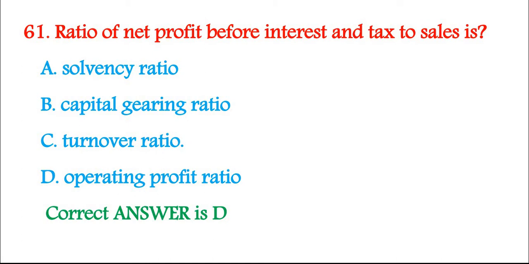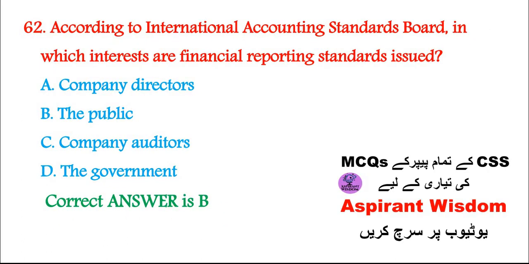61. Ratio of net profit before interest and tax to sales is: A. Solvency ratio, B. Capital gearing ratio, C. Turnover ratio, D. Operating profit ratio. Correct answer is D. 62. According to International Accounting Standards Board, in whose interests are financial reporting standards issued? A. Company directors, B. The public, C. Company auditors, D. The government. Correct answer is B.